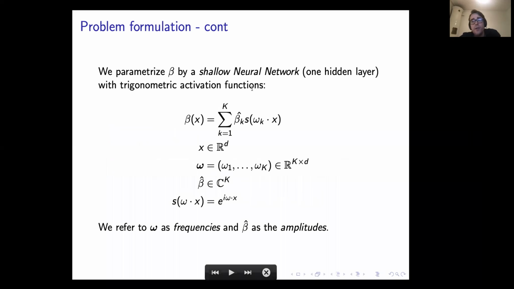By shallow, I mean there's one hidden layer, meaning we can write beta of x as a finite sum of some beta hat times some activation function of omega times x here. Just introducing notation. Boldface omega is a K times d vector. Beta hat are the so-called amplitudes, omega are the frequencies. And the reason for calling them such is that we are working with trigonometric activation functions. So s of omega times x is just e to the i omega x.